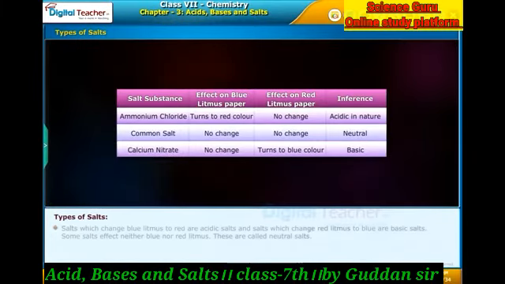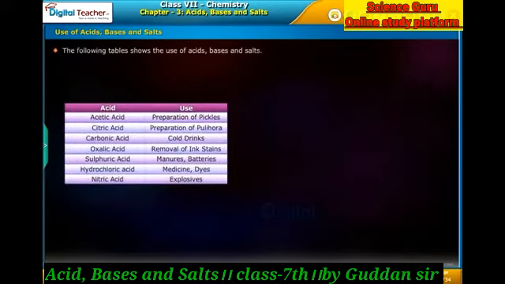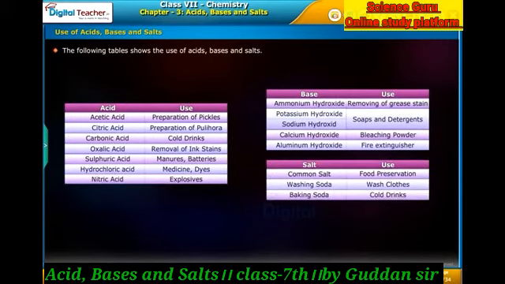Types of salts. Salts which change blue litmus to red are acidic salts, and salts which change red litmus to blue are basic salts. Some salts affect neither blue nor red litmus. These are called neutral salts. The following table gives the information about the acidic salts, basic salts, and neutral salts. The following tables show the use of acids, bases, and salts.